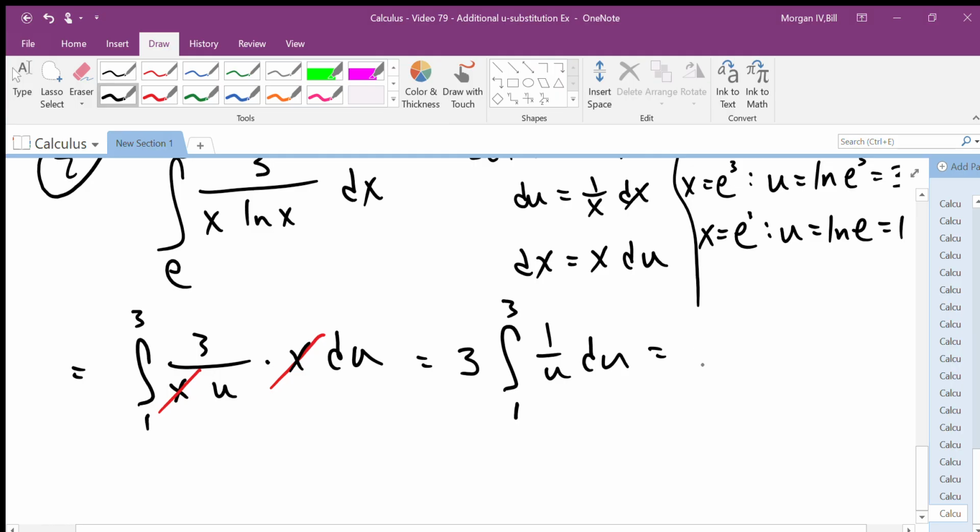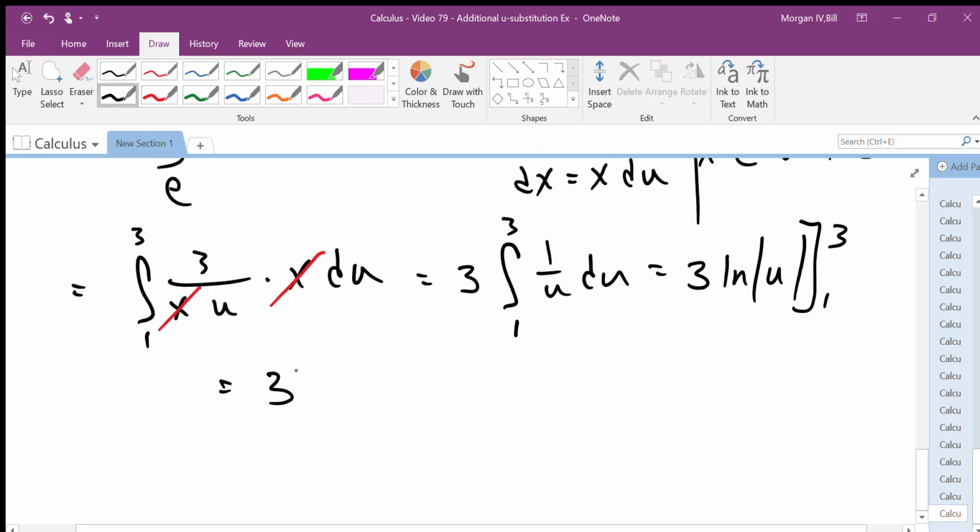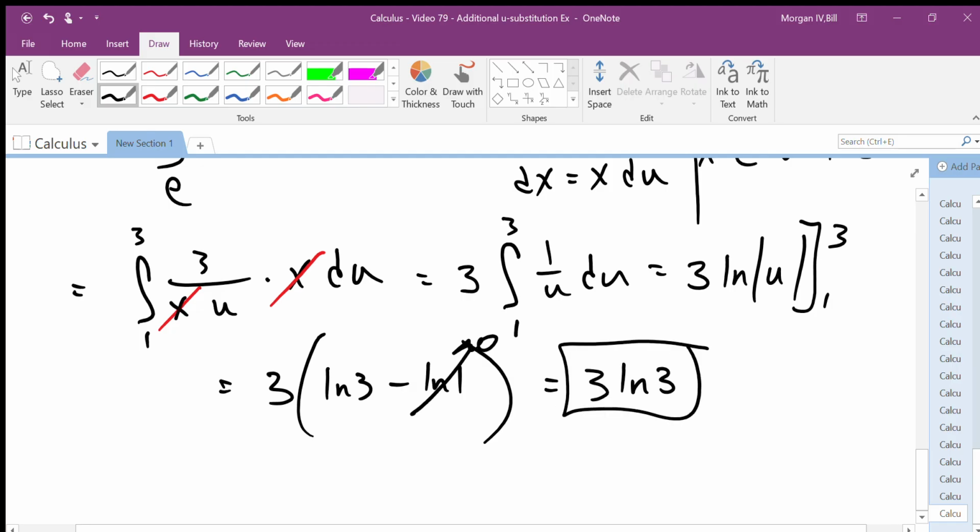And so I get 3 times the integral of 1 over u, which is natural log of the absolute value of u. Evaluate that from 1 to 3. That's 3 times natural log of 3 minus natural log of 1. Natural log of 1, remember that's 0. And so this answer is just 3 natural log of 3, which is a great answer. Or if you prefer the decimals, 3 natural log 3 is about 3.295, maybe 3.30.